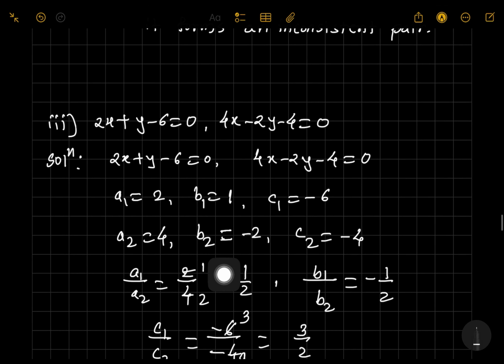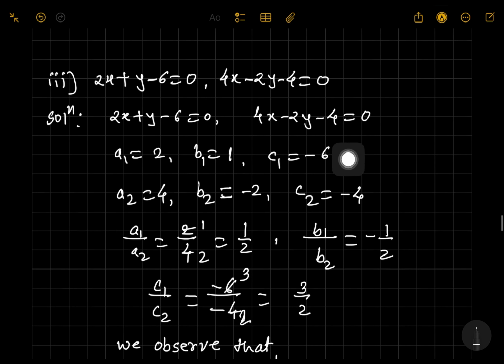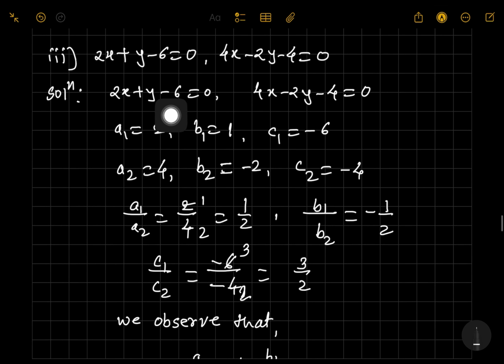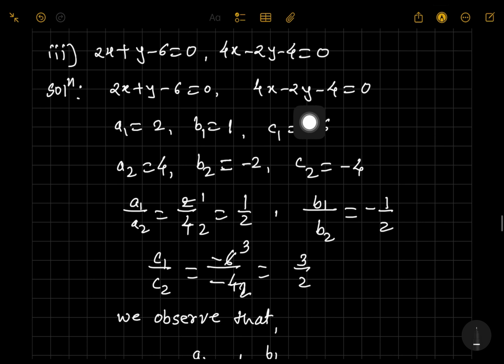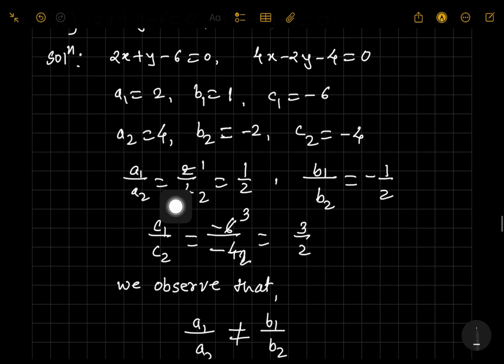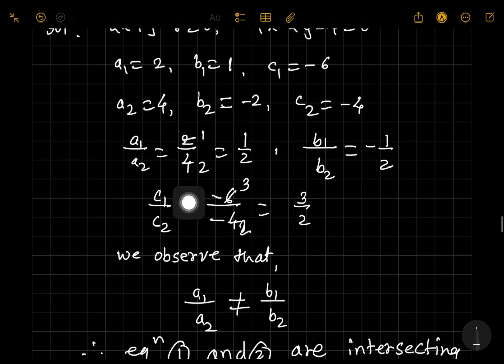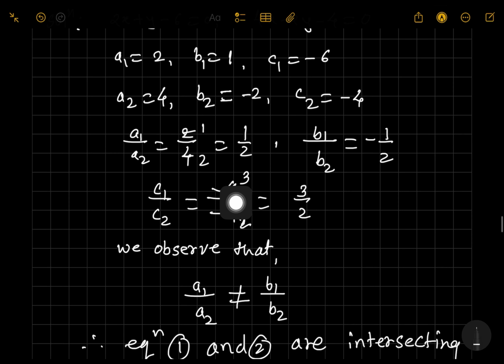Then example 3. Here it is already in standard form, so we just write the equation as it is and find a1. a1 is 2, b1 is 1, c1 is minus 6, a2 is 4, b2 is minus 2 and c2 is minus 4. So write the ratios: a1 upon a2, 2 upon 4, is 1 upon 2. b1 upon b2 is 1 upon minus 2, with a minus sign. c1 upon c2 is minus 6 upon minus 4, 3 upon 2, minus minus plus.